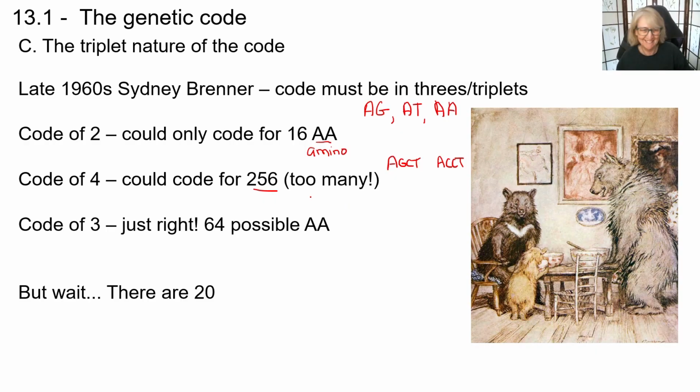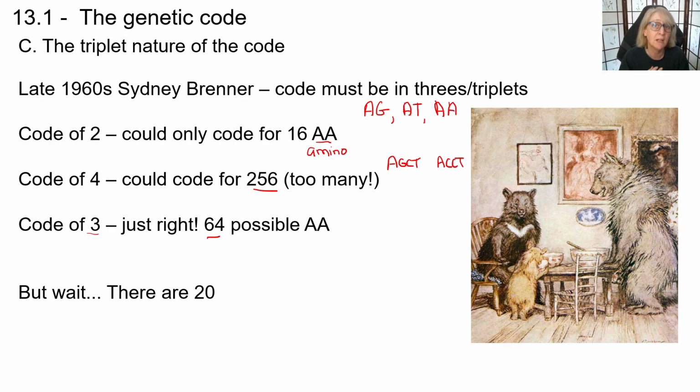That's too many. If you calculate the sets of 3 and you want them to code for 20 different things, a code of 3 is just right. It has 64 possible codes for amino acid. That gives a little bit of redundancy, but covers all the possible amino acids without too many extra codes. It's a Goldilocks situation. So this is the three bears. When we talk about in the sciences, when we talk about something that can't be too much and it can't be too little, it has to be in a zone that is just right.